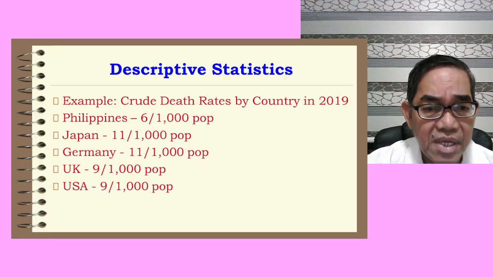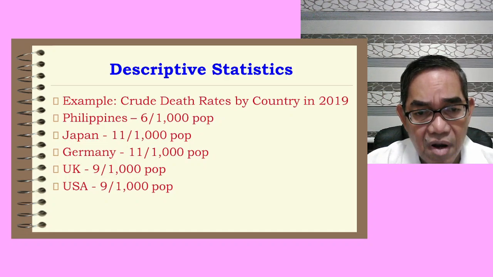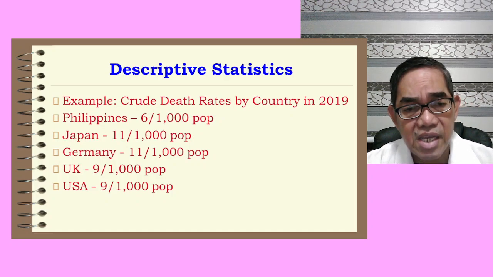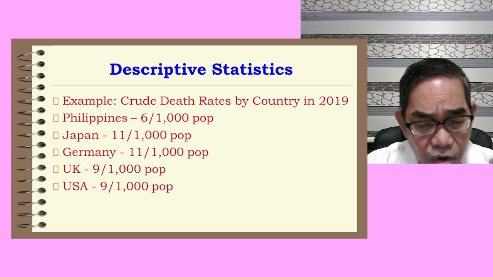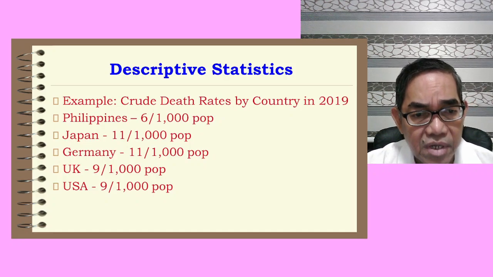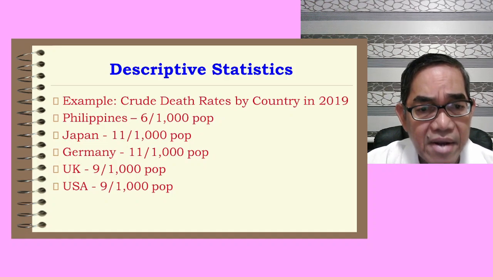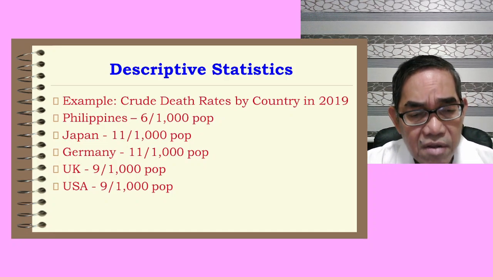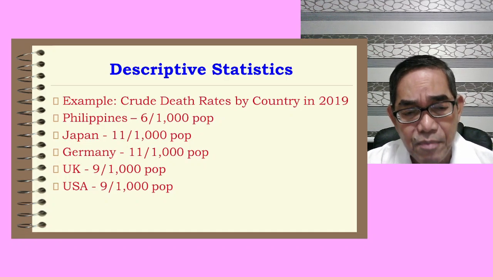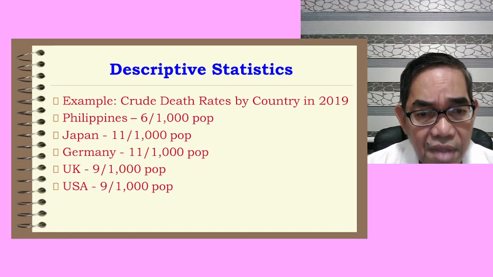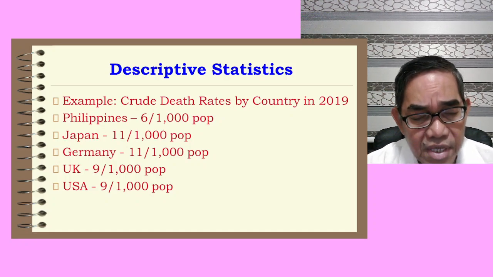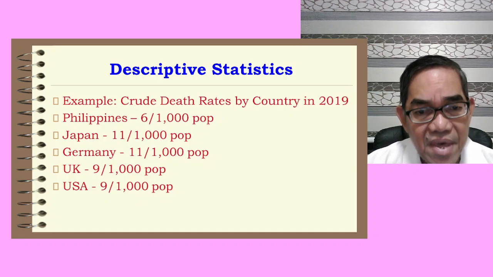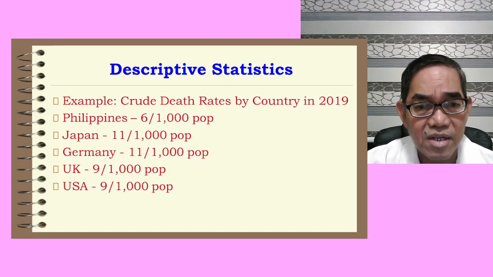You will note that in the Philippines, the population is young. In Japan, in Germany, in UK, in USA, the population is old. That's the reason why there is a higher crude death rate in Japan, Germany, UK and USA compared to the Philippines, precisely because their population is old. And of course, if the population is old, there will be many people who will die. So when we talk of crude death rate, not adjusting for the age, then you won't be able to make a comparison.